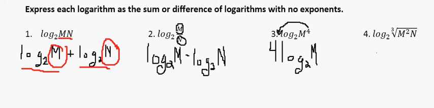Okay, now let's take a look at number 4. Log base 2 of the cube root of m squared n. Okay, now we're going to put it all together. In the first example, we only applied one property, and that was the sum. In the second example, we applied the difference property, and in the third example, we applied the exponent property. Now we have to apply several properties within one problem in order to expand this to be the sum or difference of logarithms with no exponents.